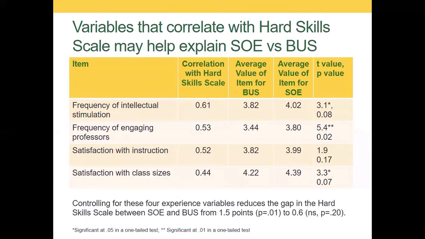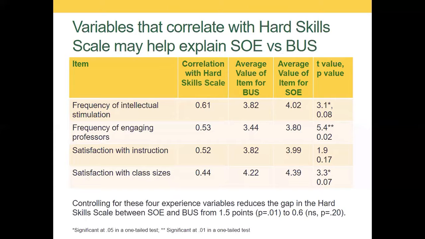They are also less satisfied with these other measures that are highly correlated with hard skills scale. Frequency of intellectual stimulation, frequency of engaging professors, satisfaction with instruction overall. I went in and I ran a model looking to see what happens to the hard skills scale between these programs if I controlled for all of these variables that we know have something to do with hard skills scale.